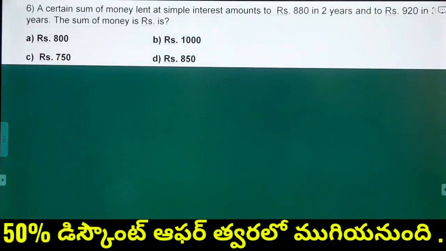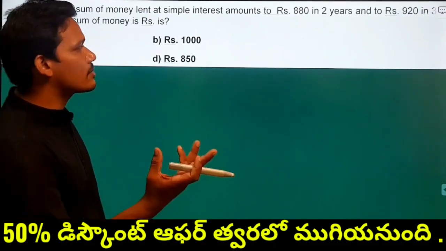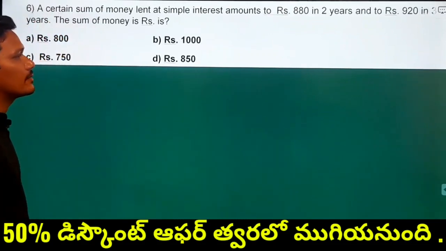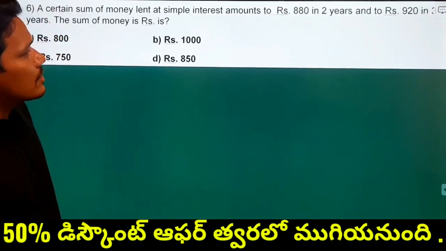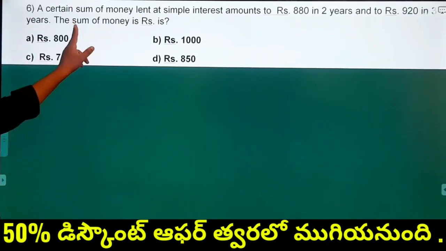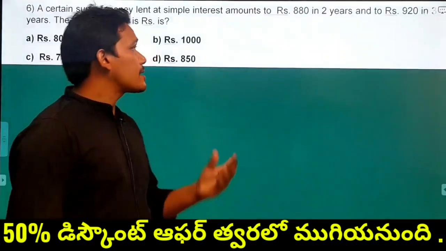Now read the question. A certain sum of money lent at simple interest amounts to rupees 880 in 2 years and to rupees 920 in 3 years. Now what's the question they're asking? The sum of money in rupees, means they're asking for the principal value.